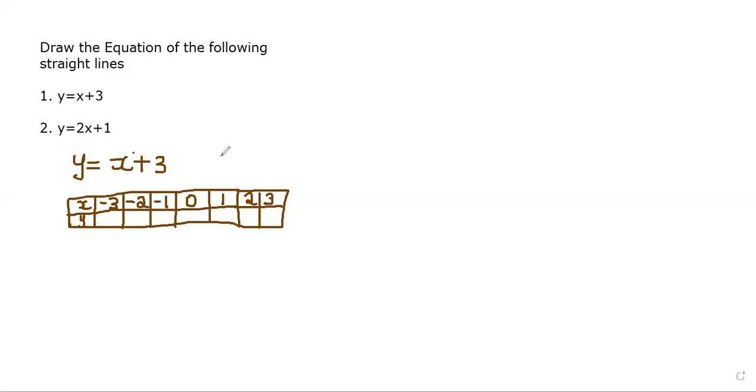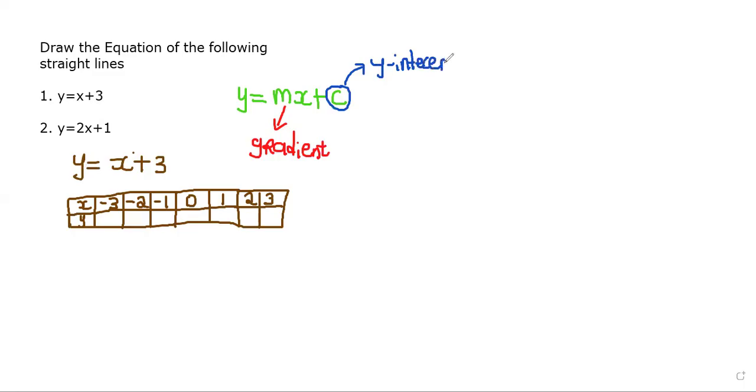One thing that you need to understand is that the equation of a straight line will always be given by the function y equals mx plus c. You need to always remember that the value of m represents the gradient, and the value of c represents the y-intercept. The gradient is the steepness or slope of the graph. The y-intercept is the point where the graph passes through the y-axis.